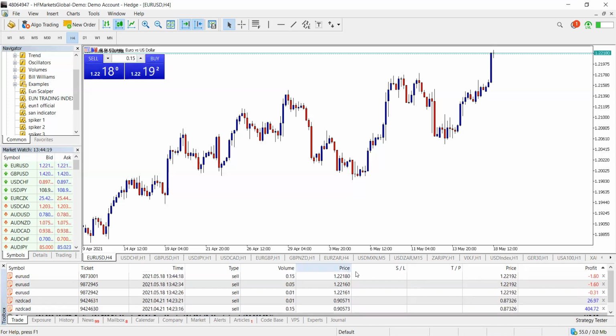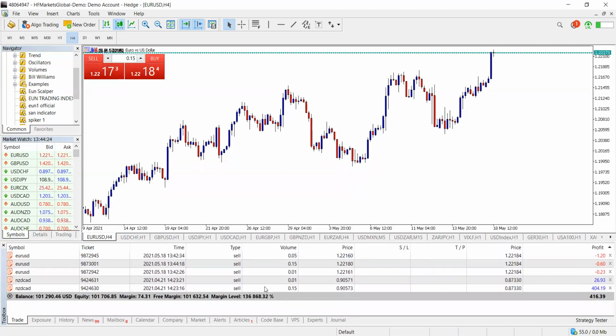Now let me do this. Let me put another bigger lot size. Do you see what is happening now? Let us give it a little time. Let's just give it a little more time. You see what I'm talking about.